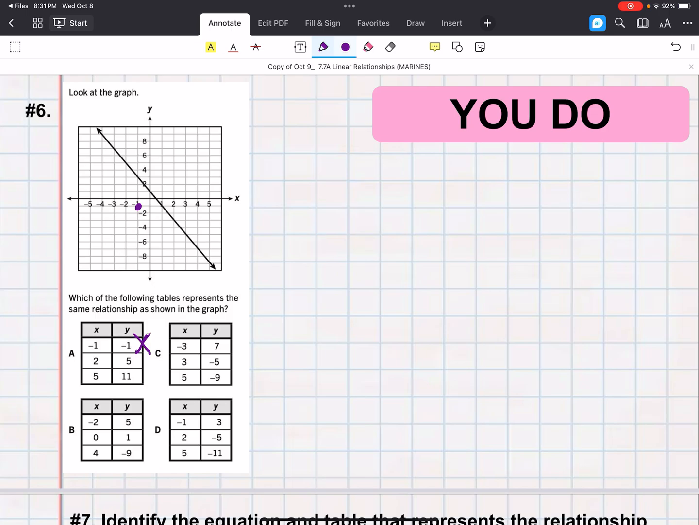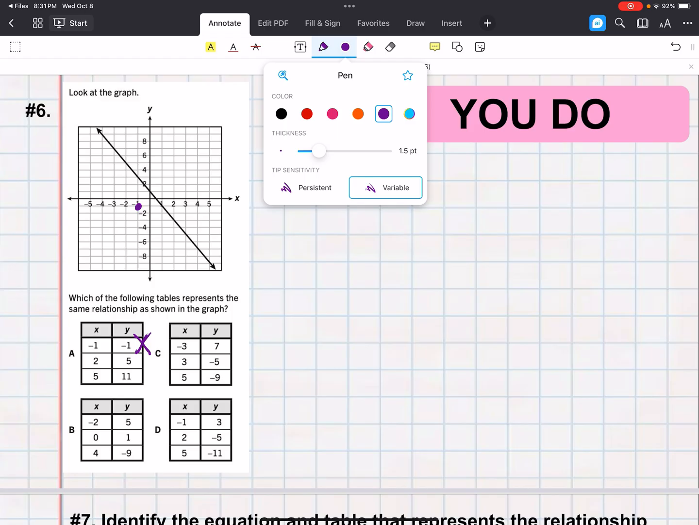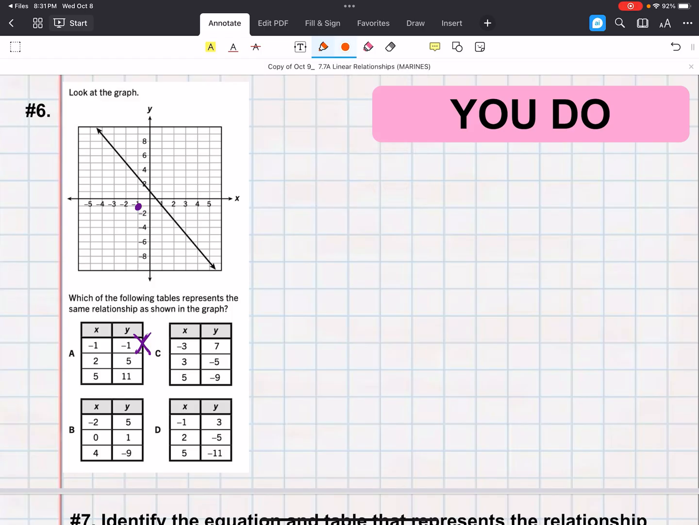So A is out. We don't even have to continue with the rest. Now let's look at B. When X is -2, so I'm going to go to the left 2, Y is +5. I'm going up 5. I plot my point. That one did fall on our line.